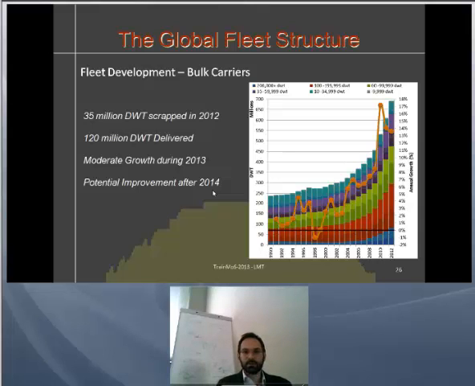With some potential improvement after 2014, because we now see more and more vessels going for scrapping, and stricter regulations are imposed by various countries, which are actually declining very old vessels or vessels that are not in good condition in their ports. So this is putting more pressure on scrapping the older tonnage and utilizing the new vessels that are now in the water and waiting to be worked.